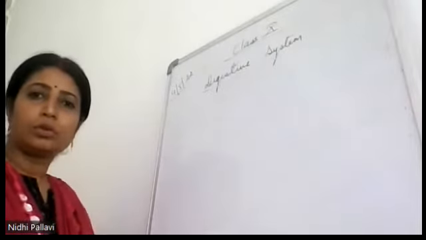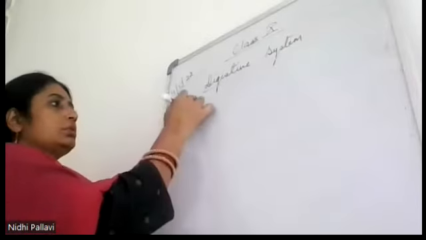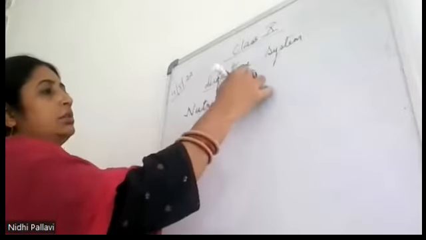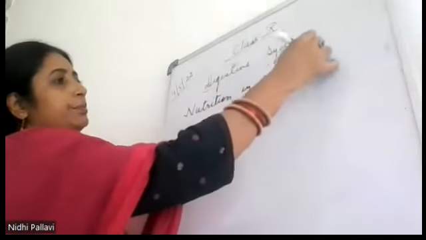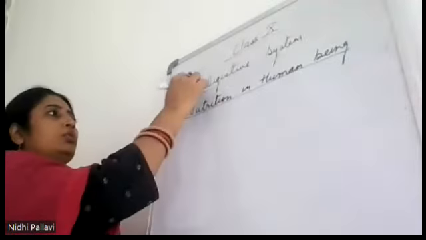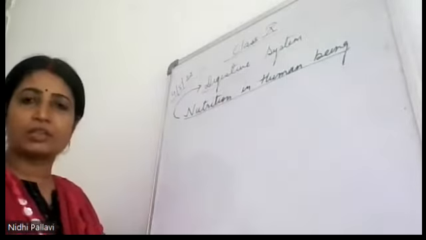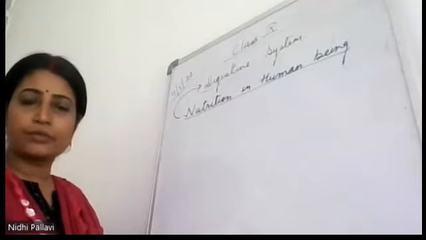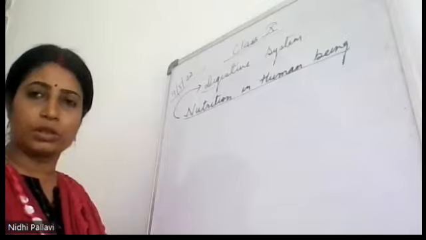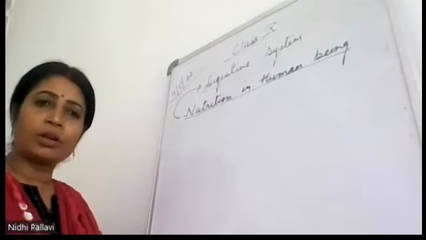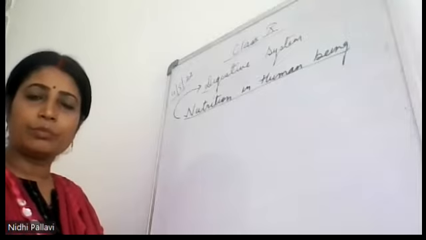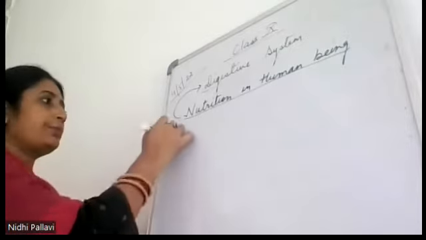Good afternoon, all. Today we are going to do nutrition in human beings. Nutrition in human beings, that is related to what? That is related to the digestive system. You have been reading the digestive system from class 4 onwards, so you might know the different organs involved in it. What are the main organs involved in the digestive system?